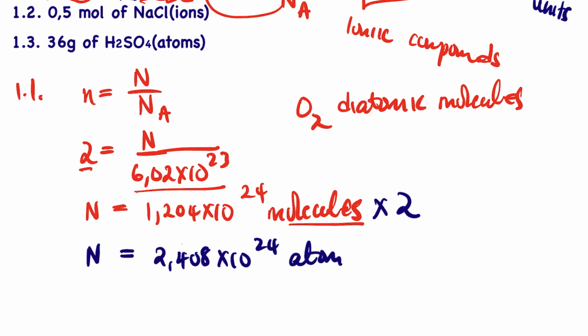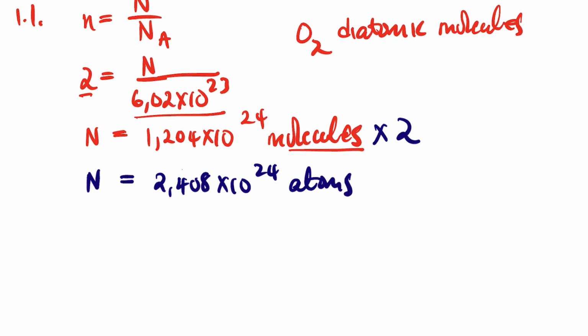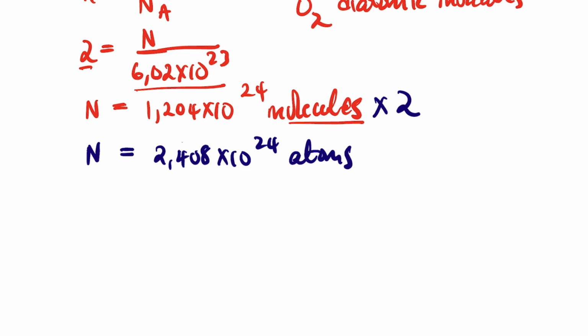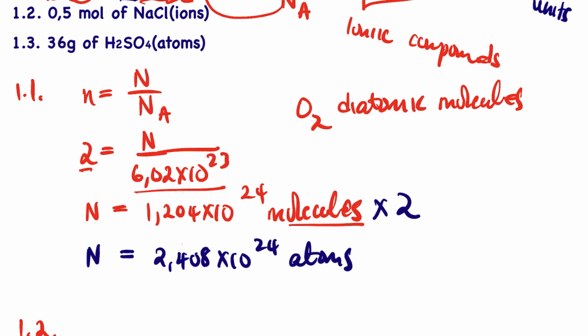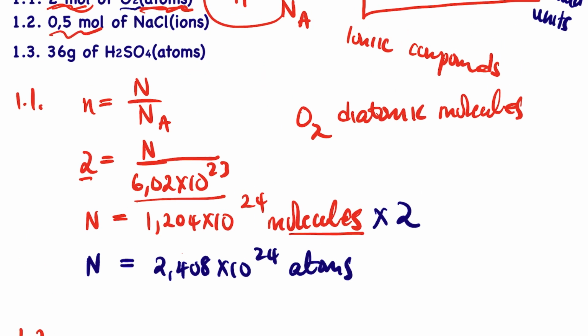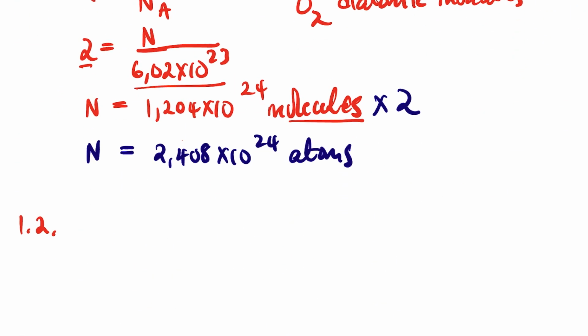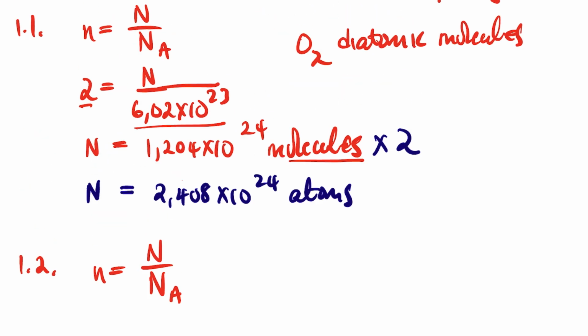Now it's atoms, right? Now let's go to 1.2. I hope that makes sense. Let's go to 1.2. 1.2, it says 0.5 of sodium chloride. And the sodium chloride, guys, remember it's an ionic compound. And this one, guys, it's a covalent compound, right? So we go to the formula. Number of moles is equal to number of particles divided by that. And then the number of moles is 0.5.